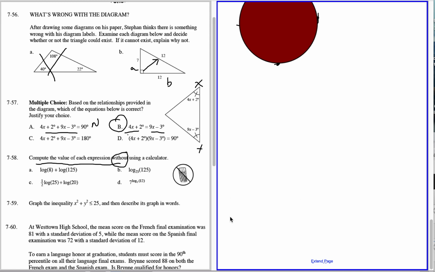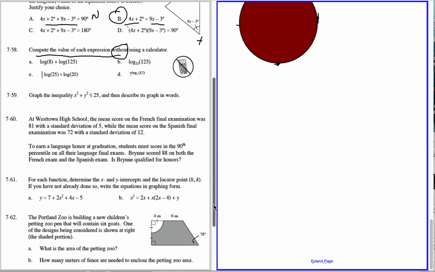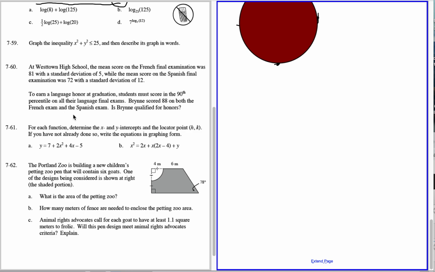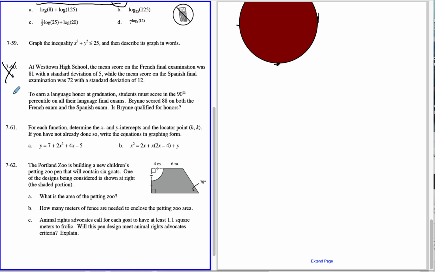I believe we skipped 60. Where do we go down? Yep, 60 is a stats question. We skipped 60. 761.